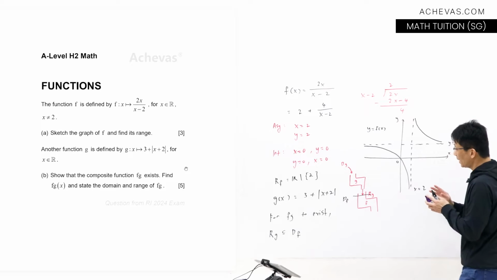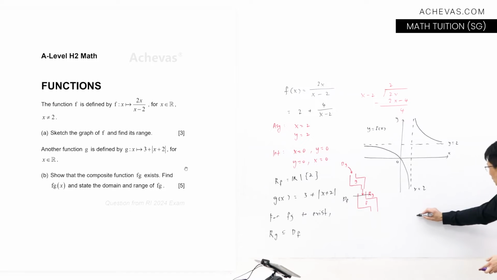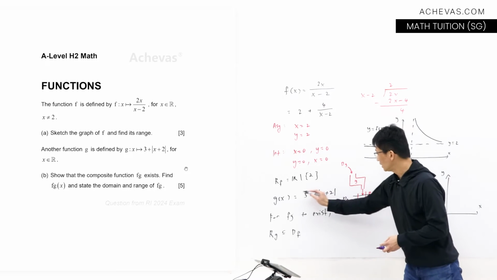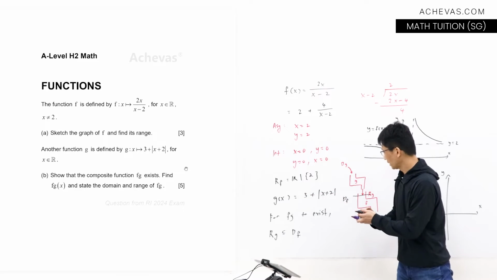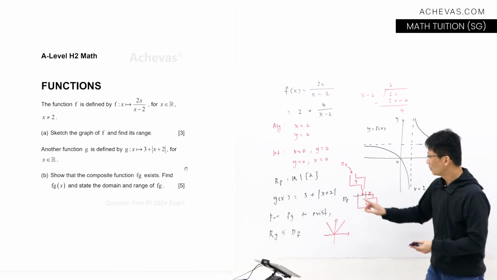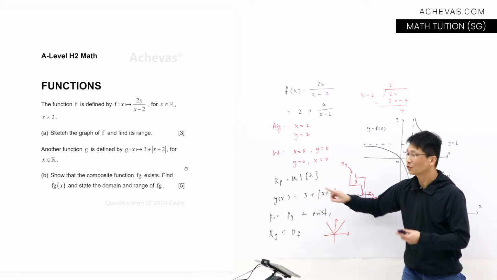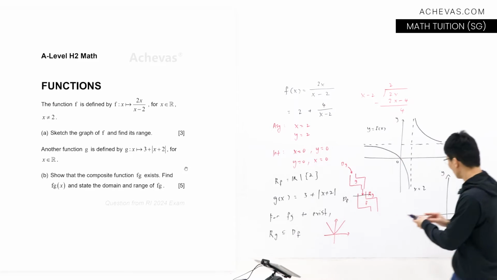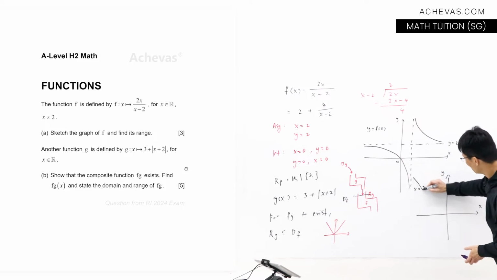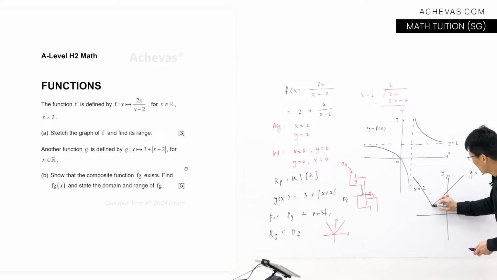Maybe I can just do a quick sketch for the function g. I can just draw it here. The base curve for this expression is mod x, and we know that for y equal to mod x, the graph looks like this. So basically, I'm doing a translation of 2 units in the negative direction of x, followed by a translation of 3 units in the positive direction of y. My final curve will look something like this. So this will just be y equal to g(x). Maybe I can just label this point here. It would be (minus 2, 3).